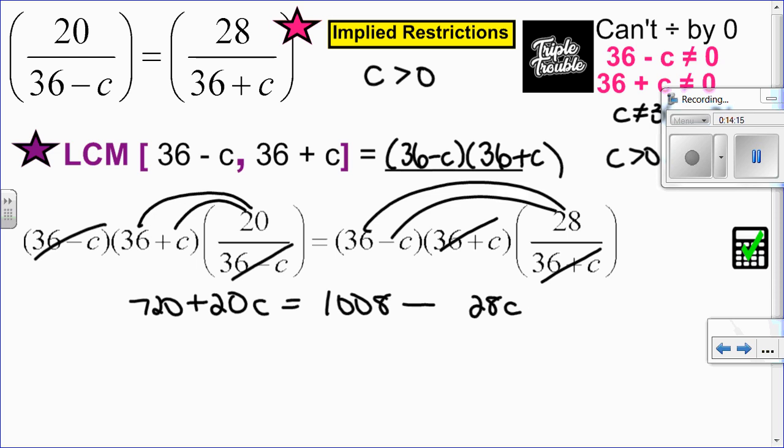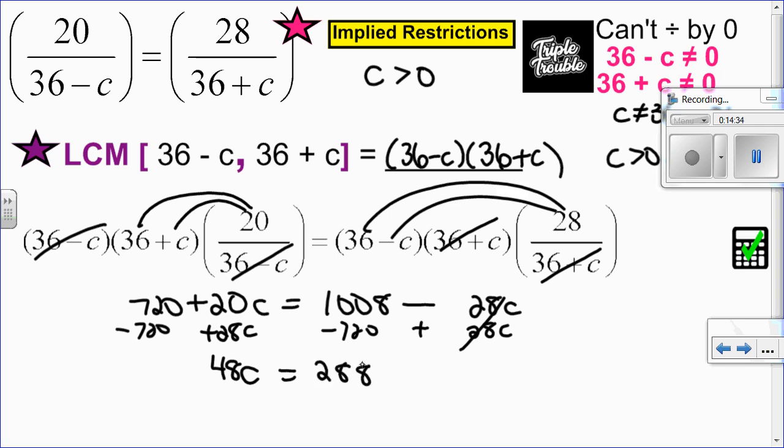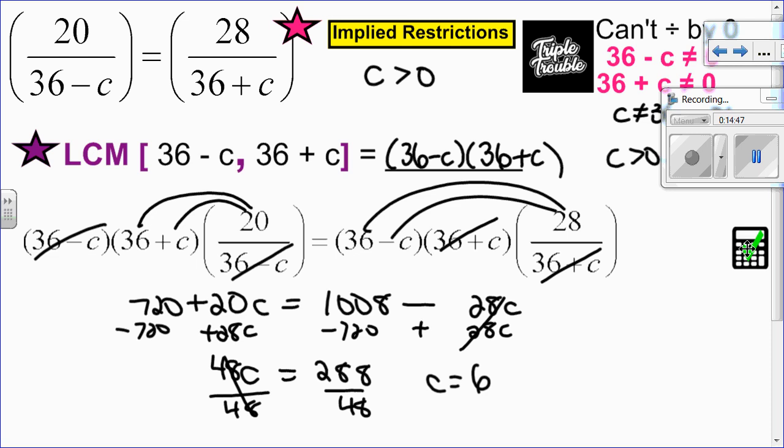So I have a linear equation. I want to get variable on one side, number on the other. So I will add 28C to both sides. And I will subtract 720 from both sides, so I get the number on the other side. So that's 288. So now all I have to do is divide both sides by 48. And C equals 6. So let's check that on the calculator to see if I did that correctly.